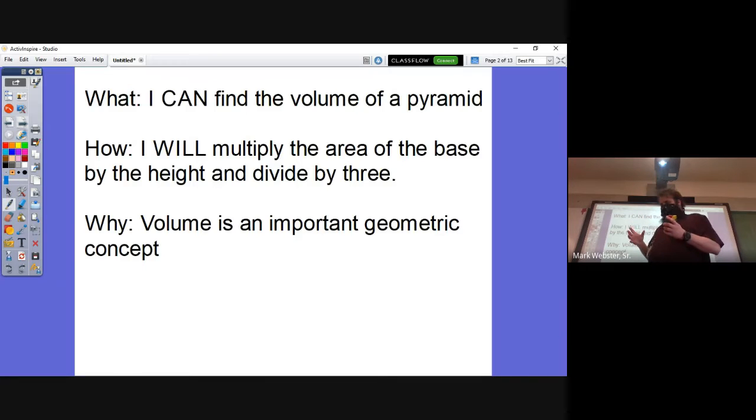But I had a graduated cylinder and a cone, and both of them had the same base and the same height. And I would take the cone, fill it up with water, pour it into the cylinder, and it would go exactly 1/3 of the way up.